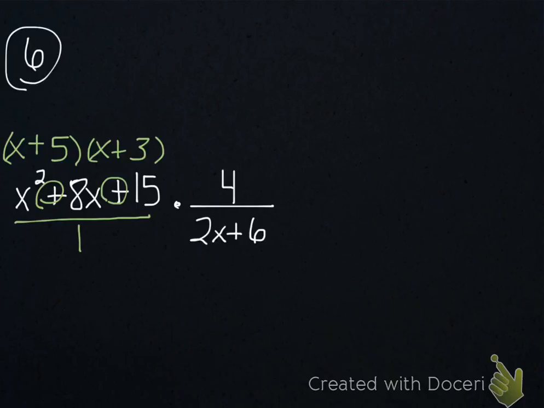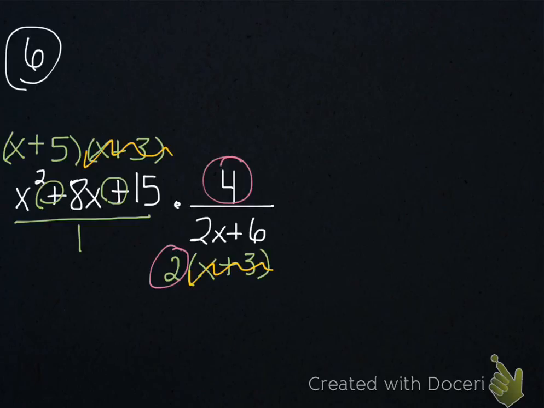Now the second fraction. The numerator is a constant, so we don't factor that. The denominator, however, has a GCF of 2. That leaves me with x plus 3. So what's going to cancel? Well, the x plus 3's, of course. But notice we have a 4 on top and a 2 on bottom. So 2 goes into 4 twice.